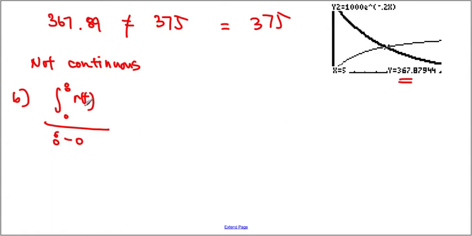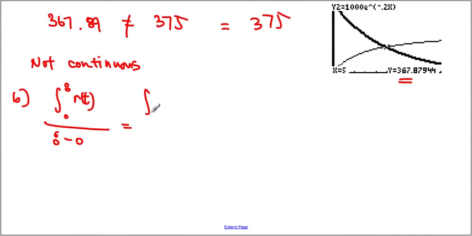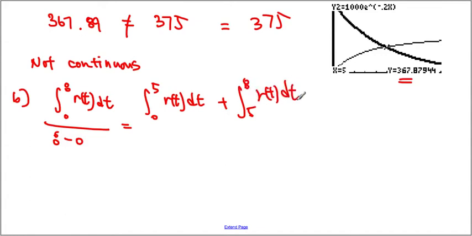But as you can see, r is a piecewise function, so therefore this becomes up to 8, right? So we're going to have 0 through 5 because that's one piece of the function, r of t dt, plus 5 through 8 of r of t dt. And divide the whole thing by 8. Then let's look at the first portion.